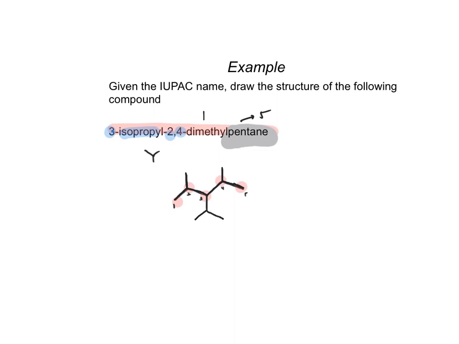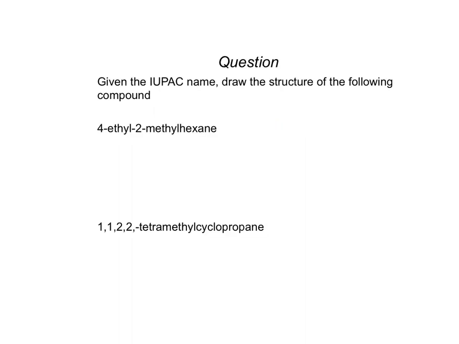So this is 3-isopropyl-2,4-dimethylpentane, right? So again, I would go with parent first. So draw the parent, and then number the parent, and then attach the various substituents. So go ahead and try this one. We've got a 4-ethyl-2-methylhexane, as well as a 1,1,2,2-tetramethylcyclopropane. So go ahead and pause the video, work on these, and then come back.